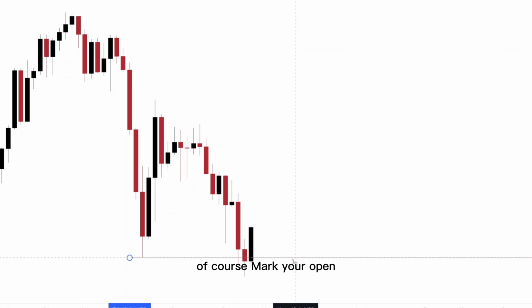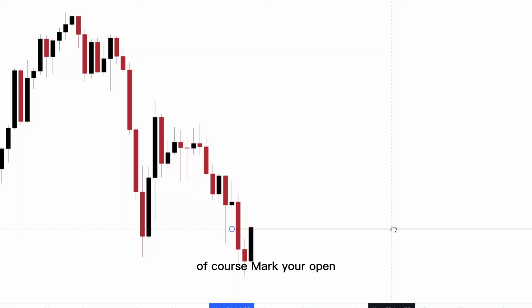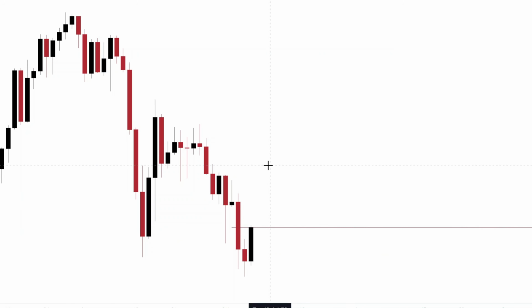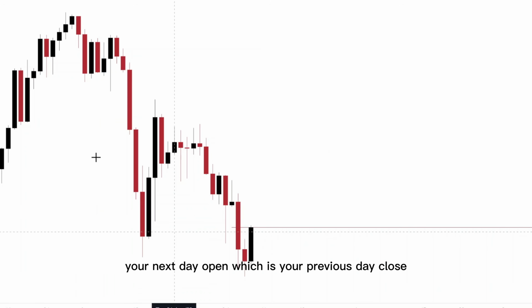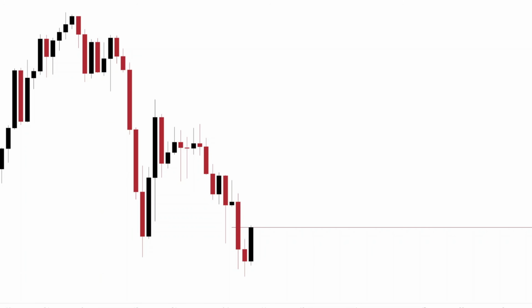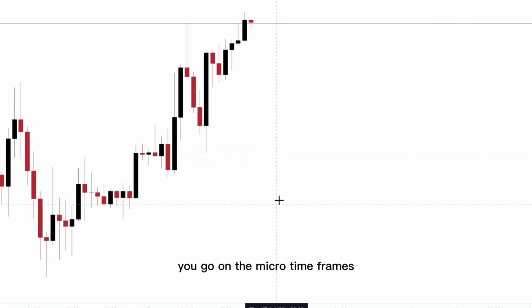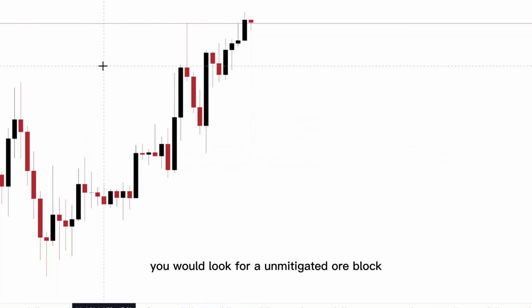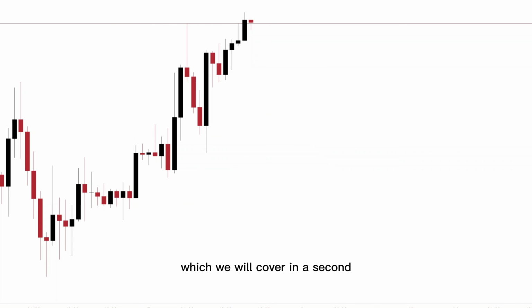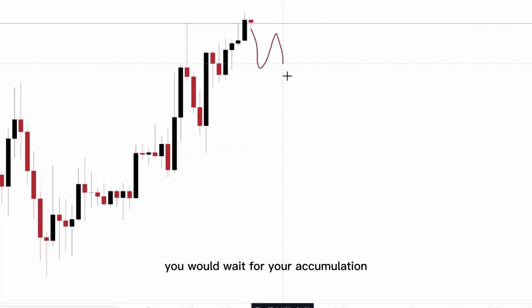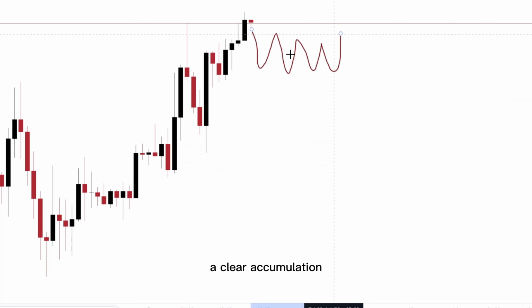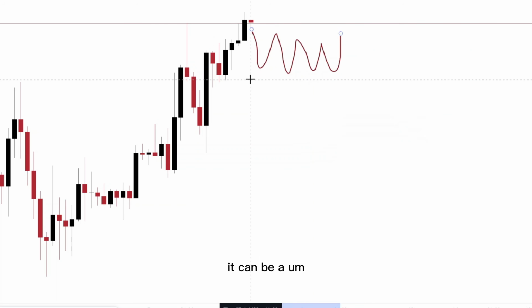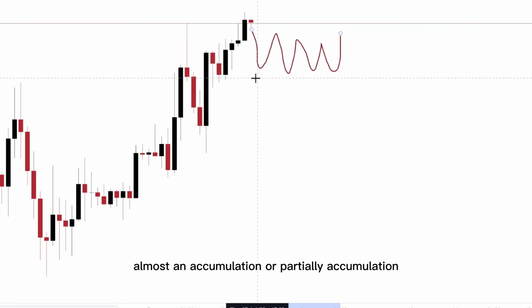Of course, mark your open, your next day open, which is your previous day close. Once you do that, you go on the micro time frames. So your two options here: you would look for an unmitigated order block, which we will cover in a second. And the other option, of course, is you would wait for your accumulation, a clear accumulation. It can be almost an accumulation or partial accumulation.